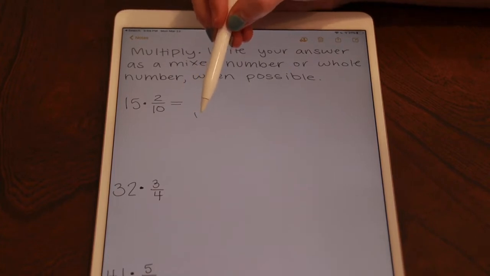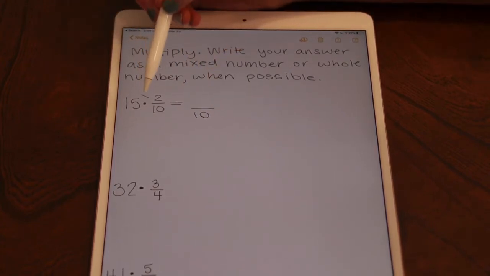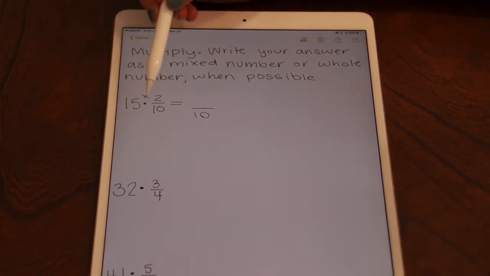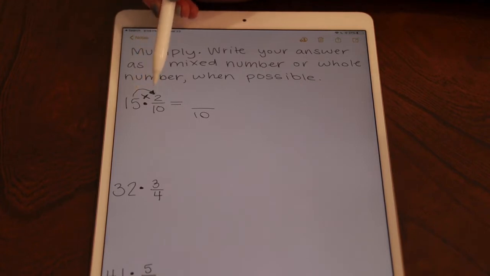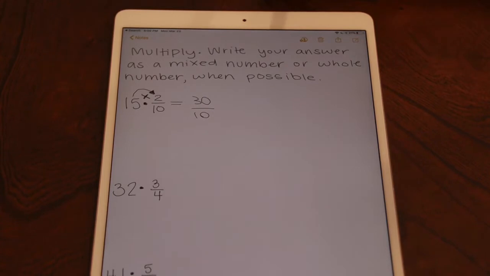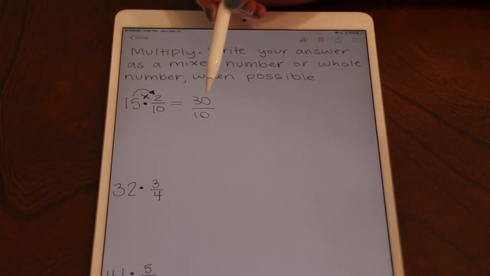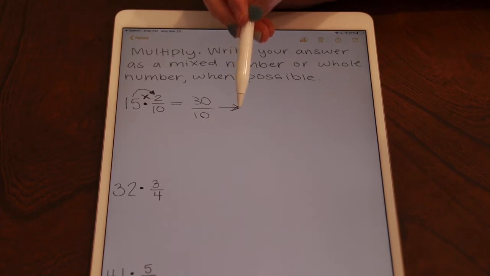So I am just going to write 10 underneath because it's staying the same. And all I have to do is multiply, which this dot means multiply, but I'm writing the multiplication sign above it. I have to multiply the whole number by the numerator. So 15 times 2 would give me 30. Now I can't leave it as an improper fraction. I need to turn it to a mixed number, or if possible, a whole number. So we're going to do that next.